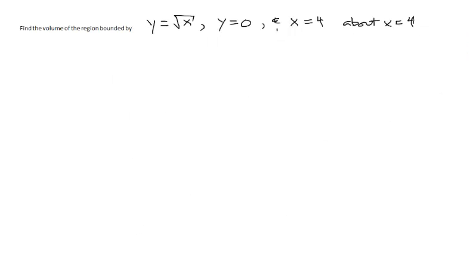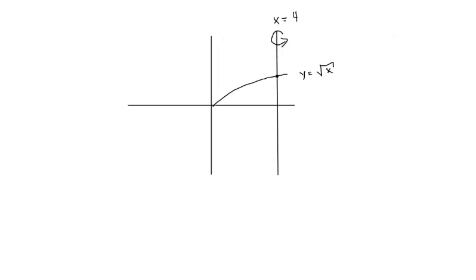In the next example, we have: find the volume of the region bounded by y is equal to the square root of x, y is equal to 0, x is equal to 4, and we want to revolve that around x is equal to 4. So when we look at our graph, we have y is equal to the square root of x, x is equal to 4, and also y is equal to 0, which is our x-axis. And now we're still using the disk method, and our axis of rotation is vertical, so we need to use horizontal slices.